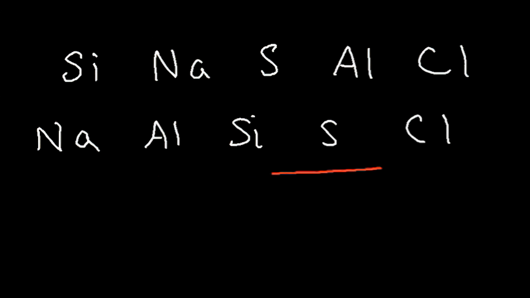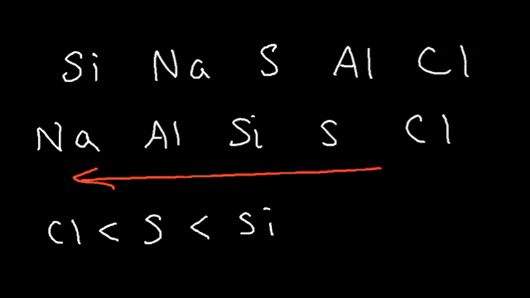So metallic character increases as you travel towards the left on the periodic table. So if we wish to rank it in order of increasing metallic character, we need to rank it from low to high. So chlorine, which is a nonmetal, is going to have the lowest metallic character. Sulfur is also a nonmetal. Silicon is a metalloid. Aluminum is a metal. And sodium is a metal.